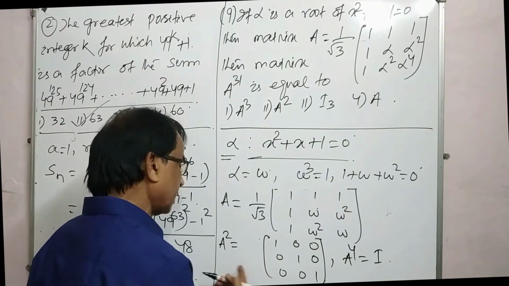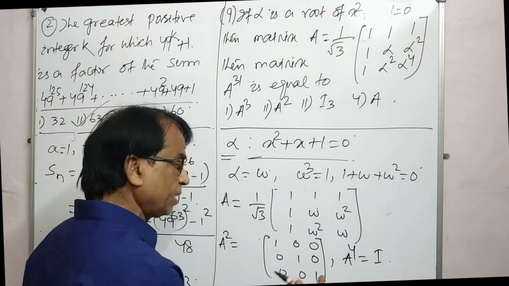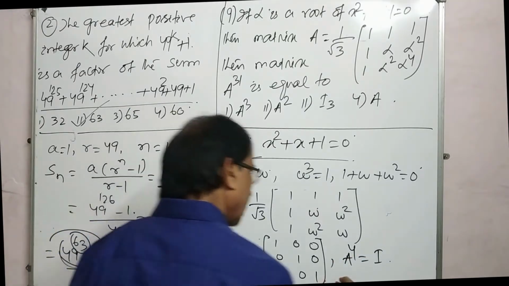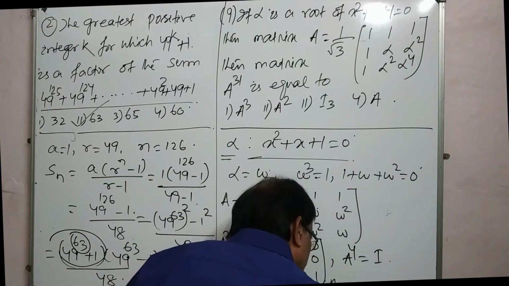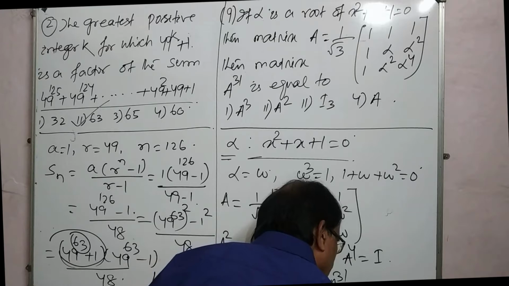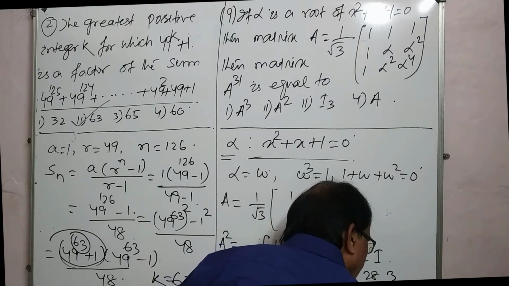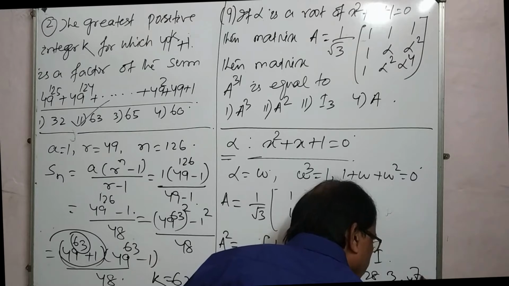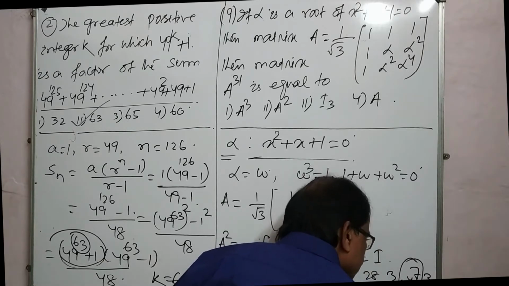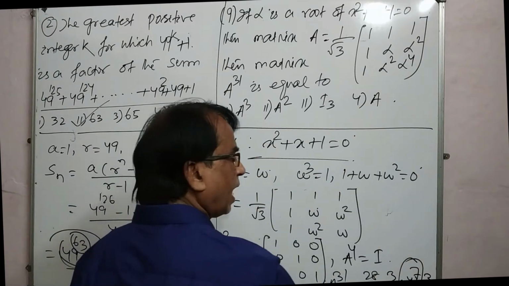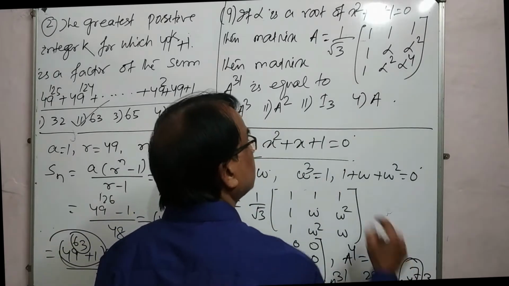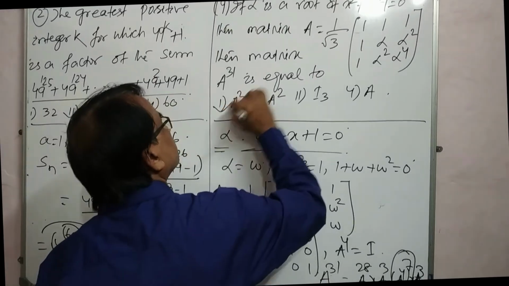and the constituent elements of the matrix will generate like this, A squared. As expected, A to the power 4 is I. Now A to the power 31 is A to the power 28 into A cubed, and A to the power 4 into 7, that is, this portion is I. I into A cubed is A cubed, and the option is A cubed.